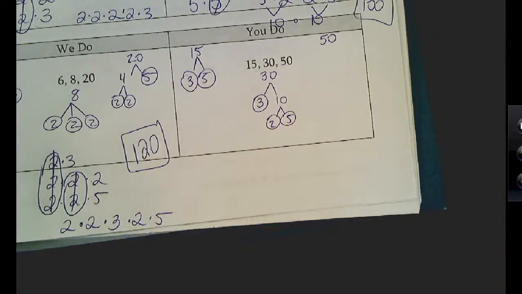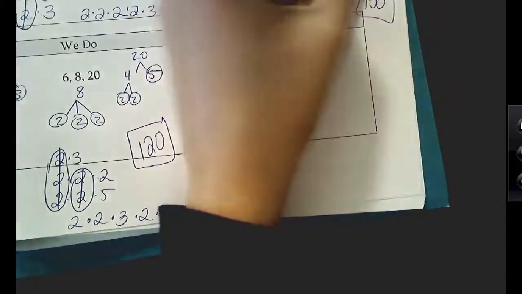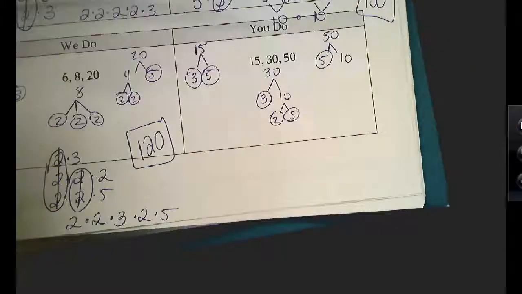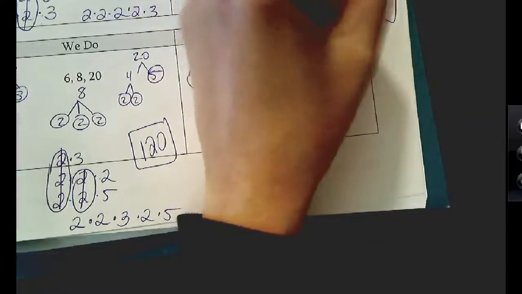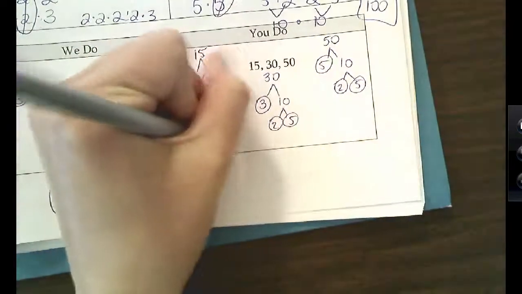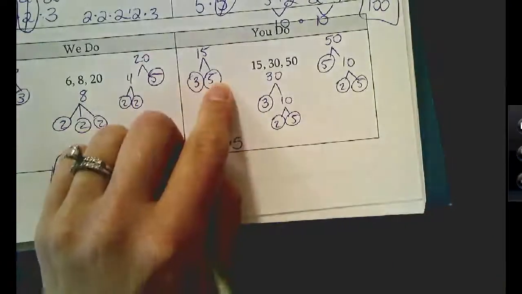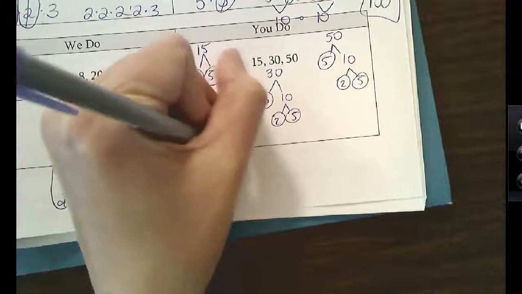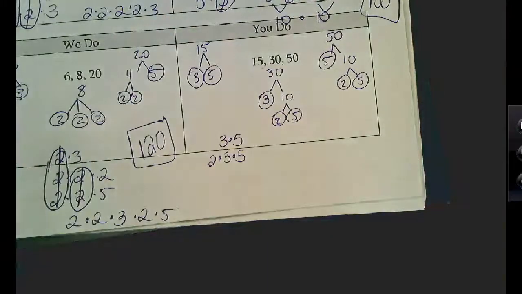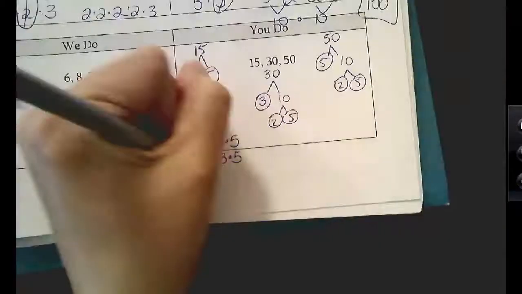And then what do you guys break the 50 into? Go ahead. 5 and 10. Very good. 5 and 10. And then let's break the 10 down into 2 and 5. Now what do we do with them? Stack them. Yep, write them down and stack them. So I've got 3 times 5. I've got 2 times 3 times 5. And I've got 2 times 5 times 5.